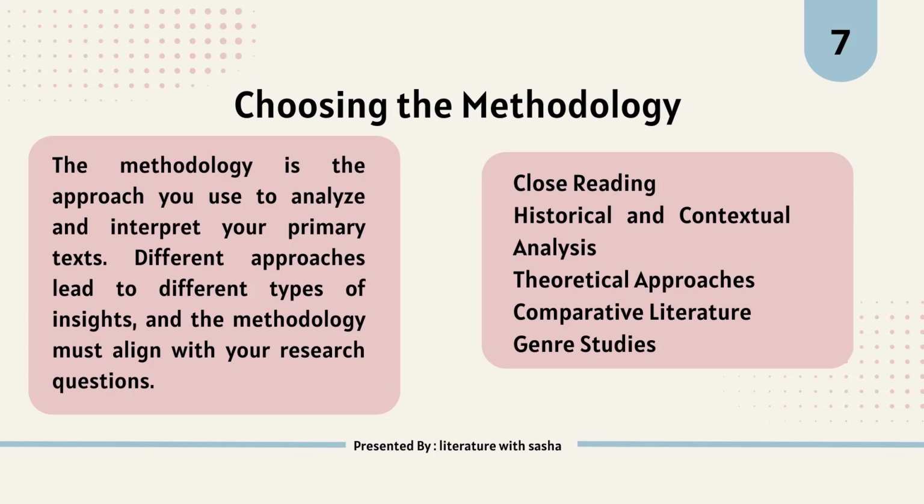Close reading. A traditional method in literary analysis, this involves a detailed examination of the text itself. A close reading focuses on the language, structure, theme, and symbolism, the stylistic features of a text. For example, close reading a poem would involve analyzing meter, rhyme, and diction to understand its deeper meaning.